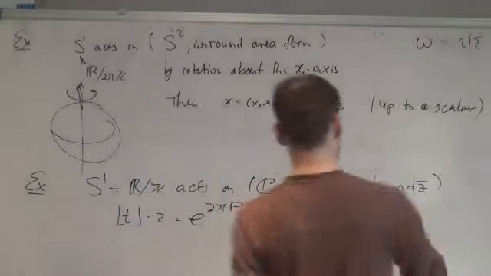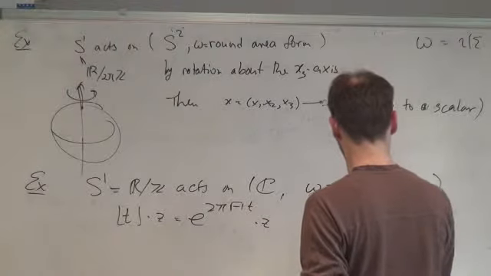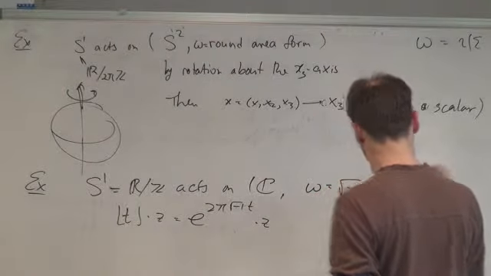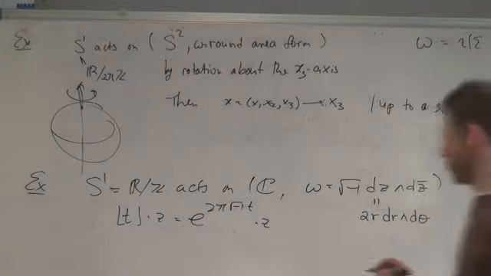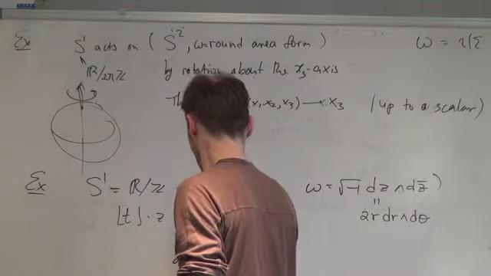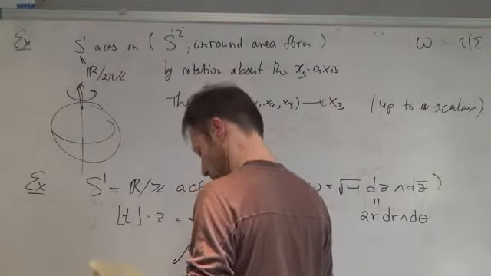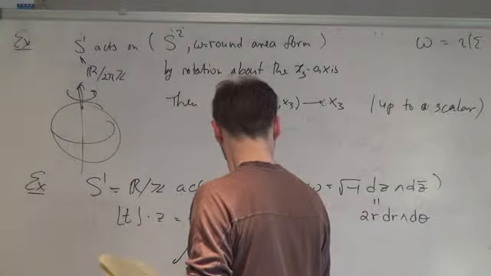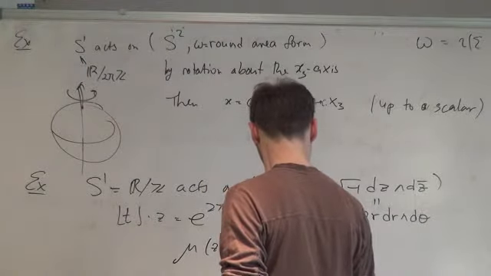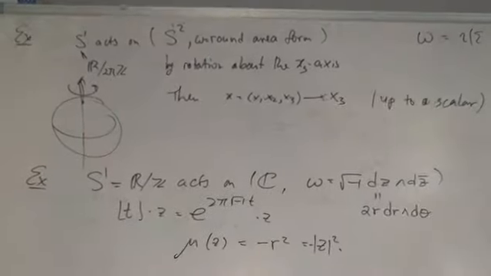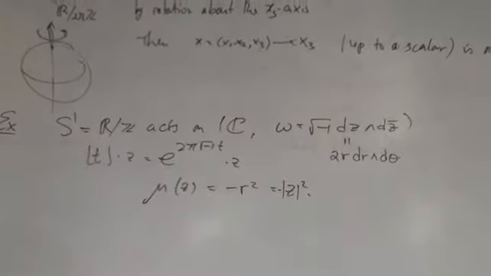Right, so this form is really 2r dr wedge d theta. If I use polar coordinates, there is a 2 there, just to take care of things. And then mu of z, the moment map that generates all of this, is minus r squared, which is minus norm z squared. I was very sad when I discovered this minus sign.